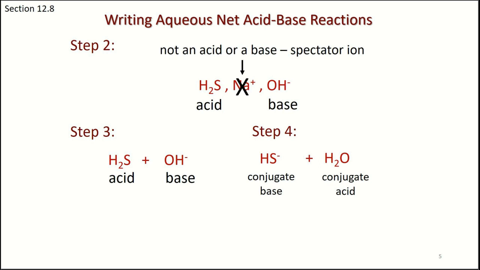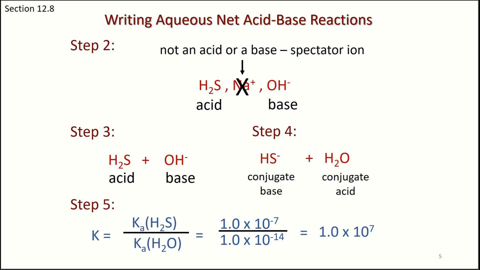And to do that, we have to calculate K of reaction. In order to do this, we find the Ka of the starting acid, the acid on the reactant side, and divide by the value of the Ka of the conjugate acid, or the acid on the product side. We can use the acid-base table to find these values. When we do that, we calculate 1.0 times 10 to the negative 7th divided by 1.0 times 10 to the negative 14th, and we get a value of 1.0 times 10 to the 7th.